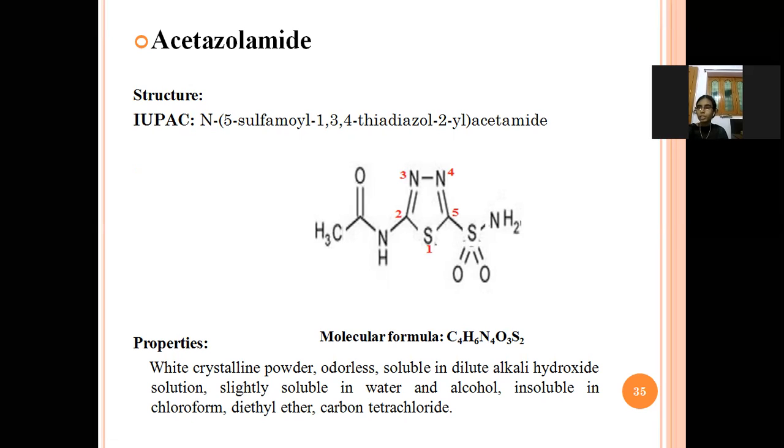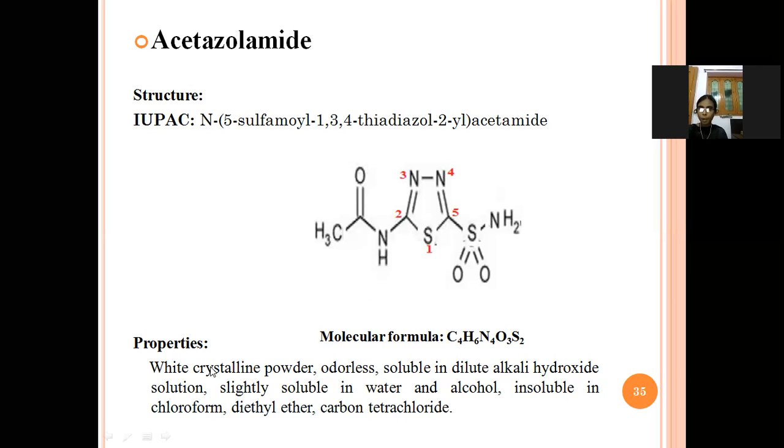In this structure of the diazole, in the second position acetamide is there. In the fifth position the sulfonyl group is attached. See here, this is the structure of the diazole. In the second position the acetamide group is there. In the fifth position the sulfonyl group is attached. So this is the structure of acetazolamide.